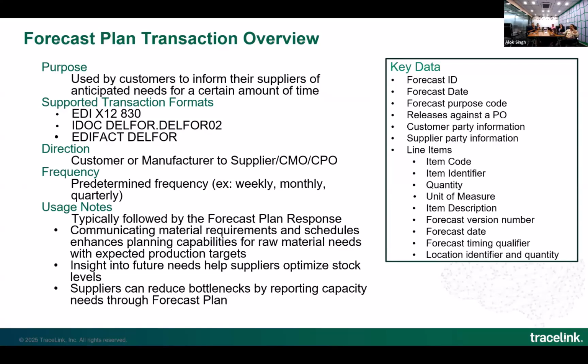And the usage note. Why is a forecast plan required? Typically a forecast plan is required by the MAH so that they can estimate whether the CMO has the materials, or the available materials, for any products that the MAH wants manufactured in the future. It is very important for MAHs to know about the CMO's readiness so that they can plan whether products will be manufactured in the future. And then the key data in the transaction, you see on the right-hand side: IDs, dates, purpose code, and so on.